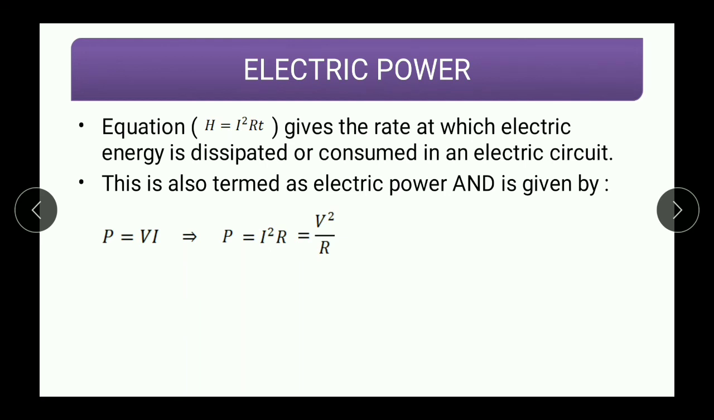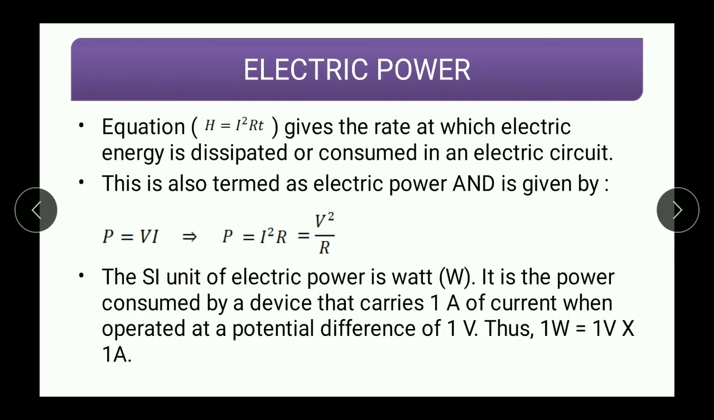Now let us see the unit of power. The SI unit of electric power is watt. It is the power consumed by a device that carries 1 ampere of current when operated at a potential difference of 1 volt. So what is 1 watt? 1 watt is equal to 1 volt into 1 ampere.